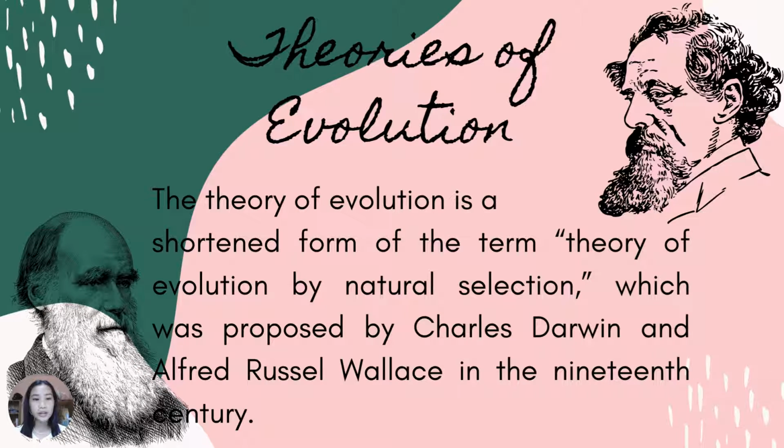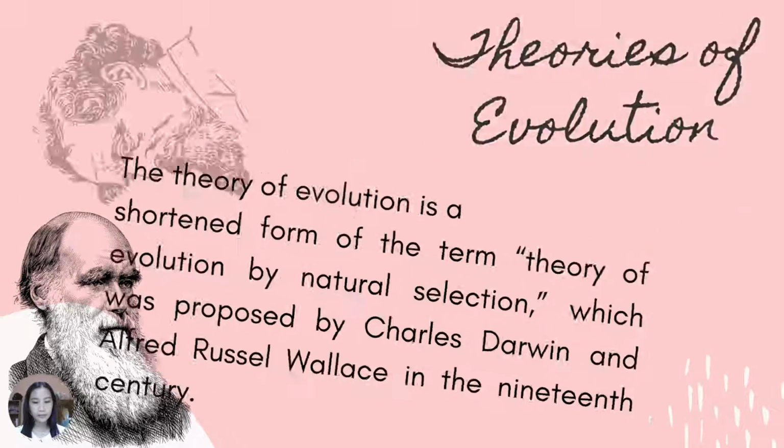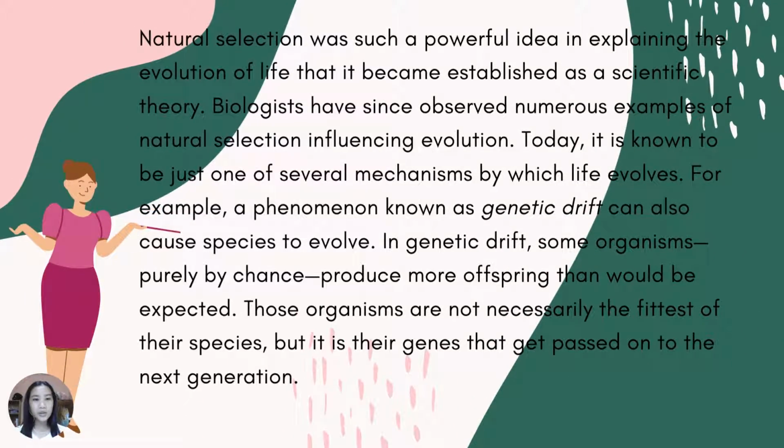Theories of evolution. The theory of evolution is a shortened form of the term theory of evolution by natural selection, which was proposed by Charles Darwin and Alfred Russel Wallace in the 19th century. Natural selection was such a powerful idea in explaining the evolution of life that it became established as a scientific theory. Biologists have since observed numerous examples of natural selection influencing evolution. Today it is known to be just one of several mechanisms by which life evolves.